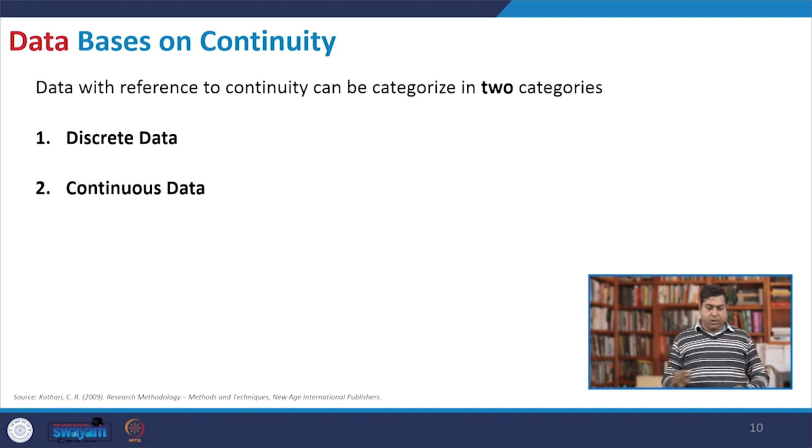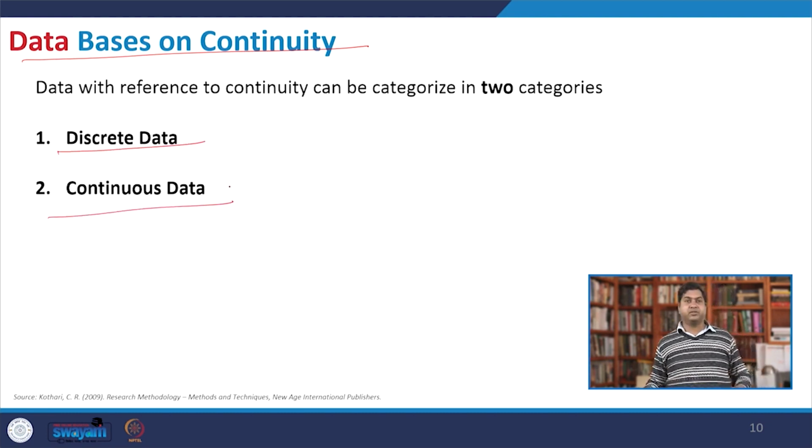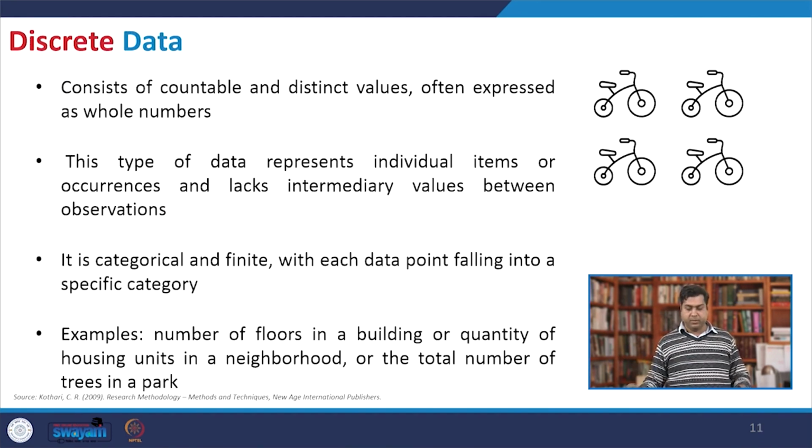Now, based on continuity of the data, we can also have two categories: discrete data and continuous data. Discrete means it is talking about a discrete number, and continuous means it is having some kind of continuity in a statistical way. Whenever you say discrete data, it consists of countable and distinct values, often expressed as whole numbers.